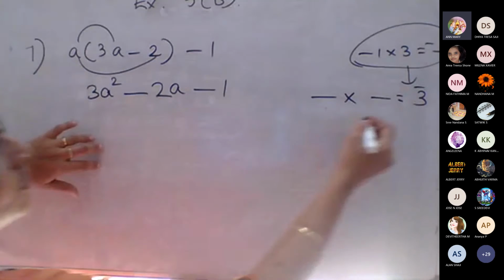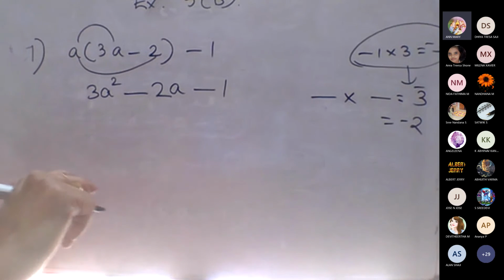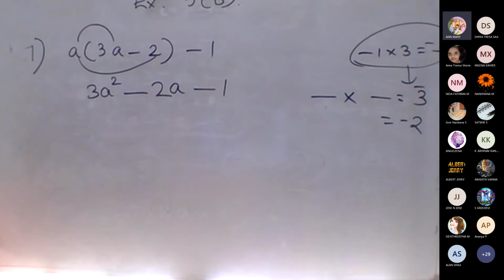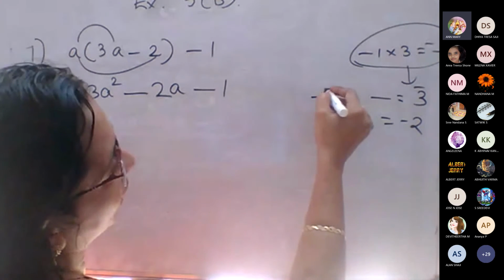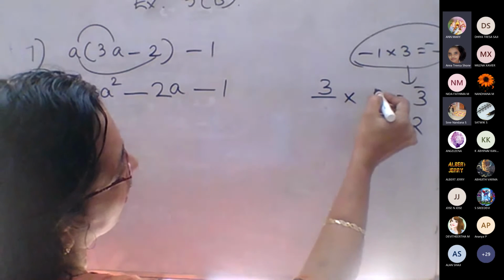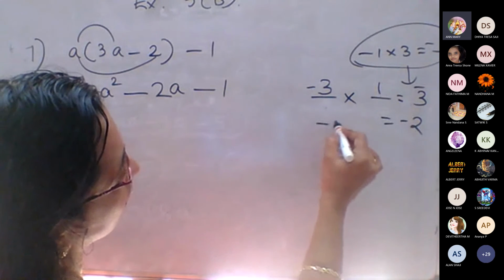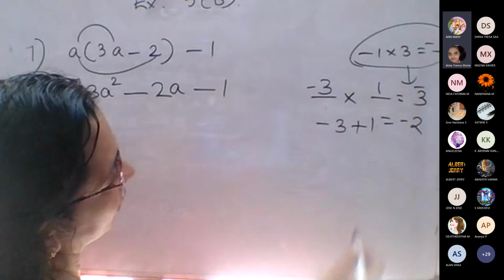Then negative 2 also. Negative 3, negative 2. These are the two numbers. 1 and 3. So 1 and 3 means negative 1 and negative 3. Negative 3 and 1, it is possible. Negative 3 plus 1.